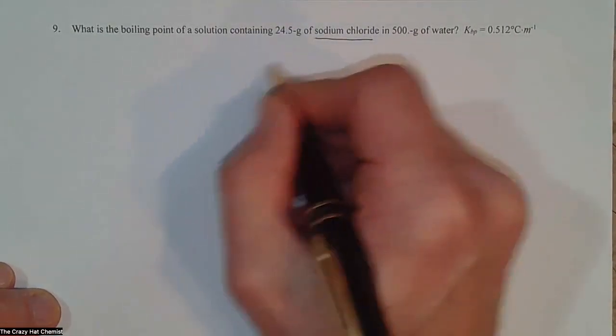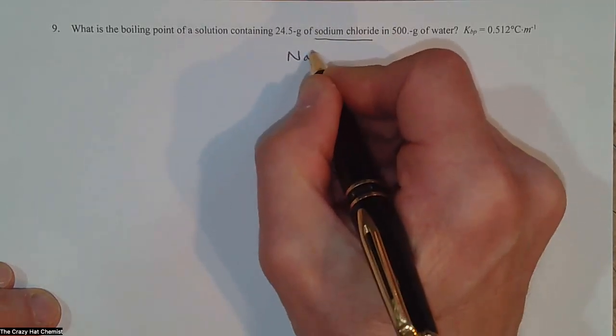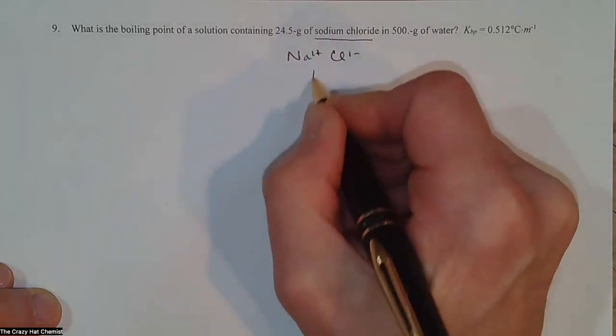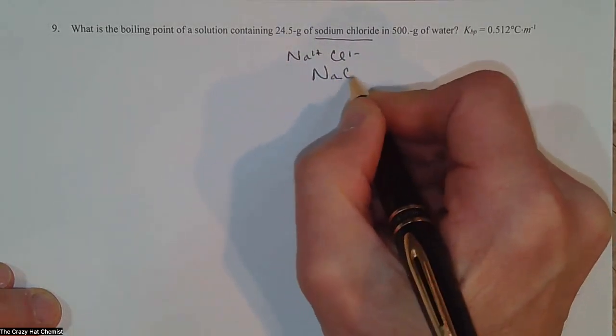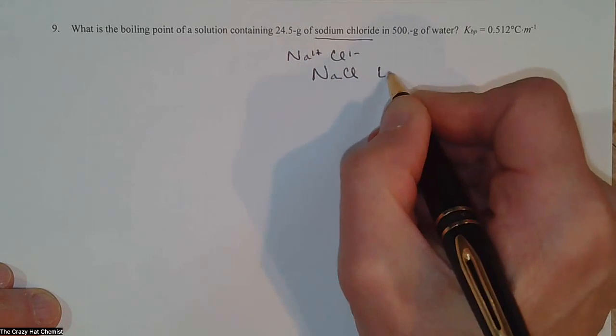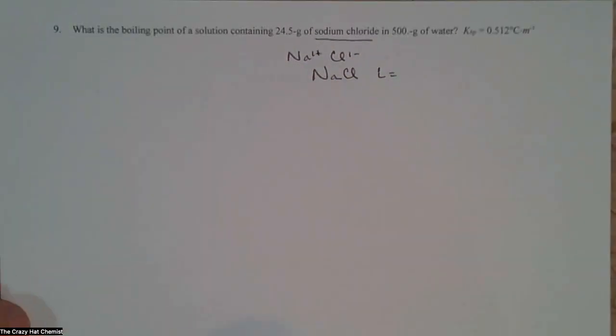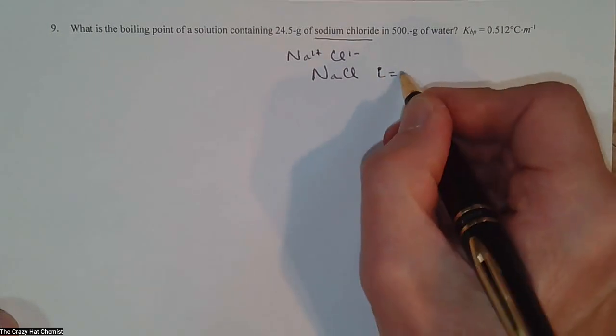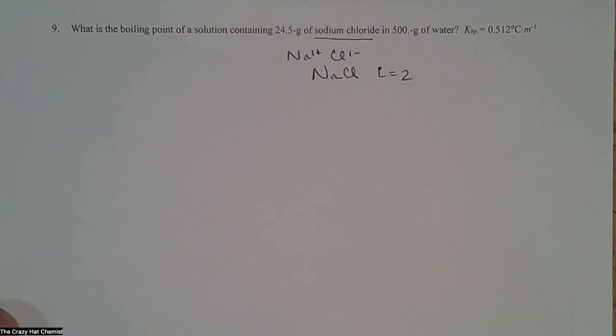Sodium chloride. Sodium is a group 1, that's a 1 plus charge. Chloride is a 1 minus charge, then I get the formula Na1Cl1. The Van't Hoff factor, which we're going to need to know for this problem, is that there is one cation, there's one anion, so the Van't Hoff factor for sodium chloride is a 2.